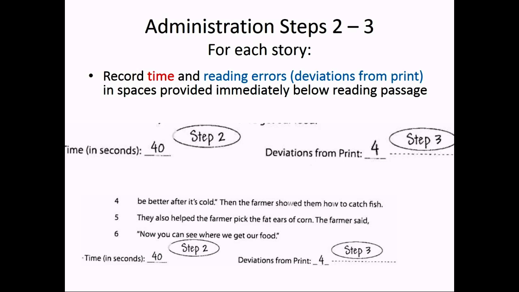Okay. So now we've got our transcript of how the child read the passage and our indication of how many seconds it took the child to read that passage. So you record those numbers, so time in seconds, in this case 40 seconds, deviations from print or miscues, 4.